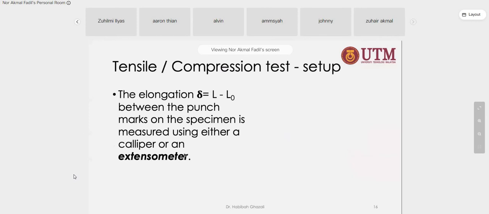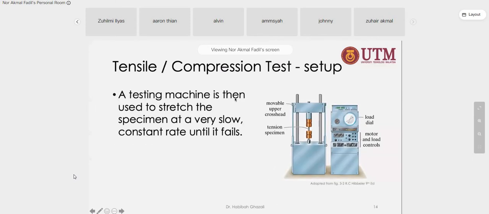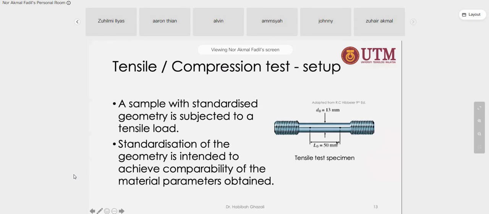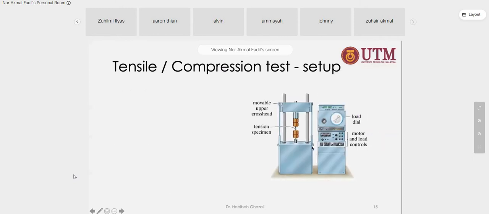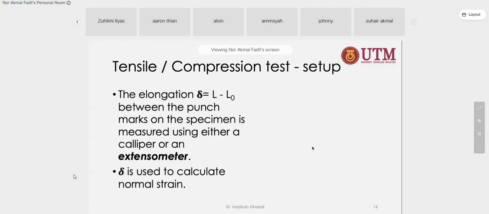Right, the change in the length, which is elongation, is the real time length, or current length, minus the original length. Okay, this L naught is this one. For the standard, for example, this standard uses L naught as 50. So delta L is equal to the length during the test minus this original initial length. So specimen can be measured using a caliper manually, or you can use an extensometer.